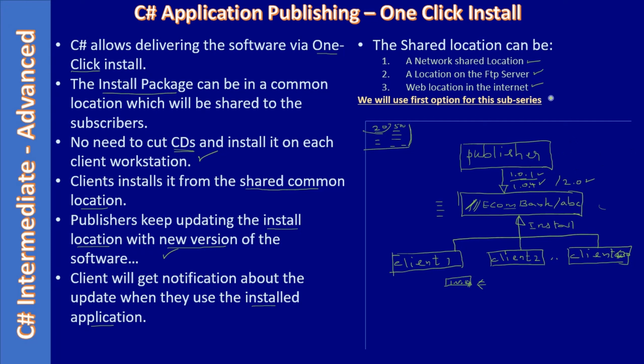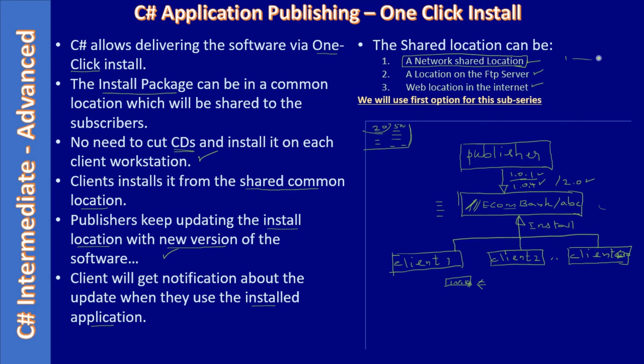So we will use the first option here in this sub-series. That means, I don't have a network computer. In this system itself, we will share a folder, then we will publish the application on this network share. Then we will see how the client is installing the application from this network share.